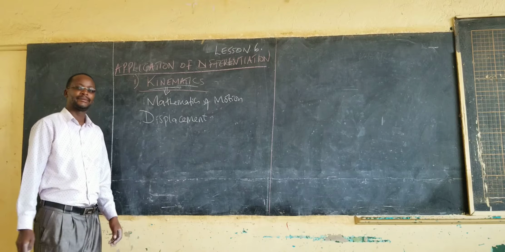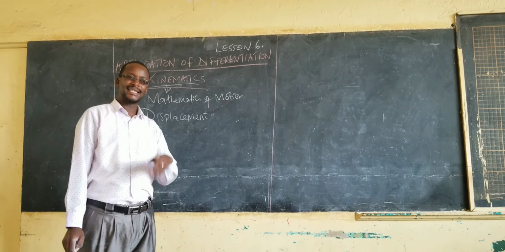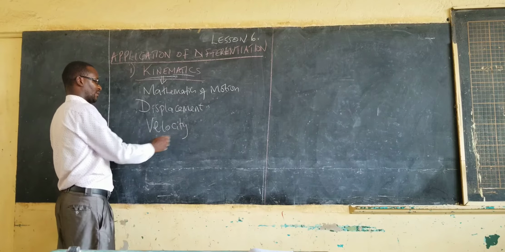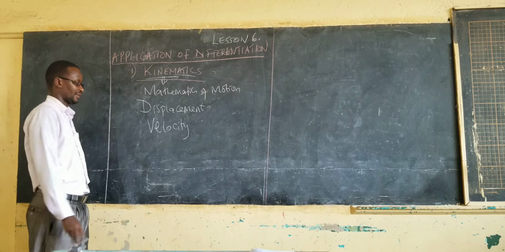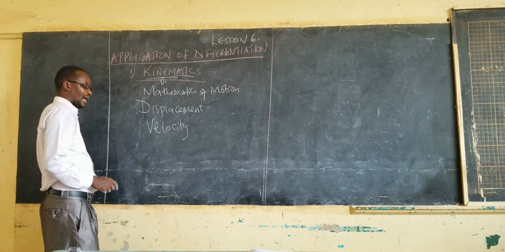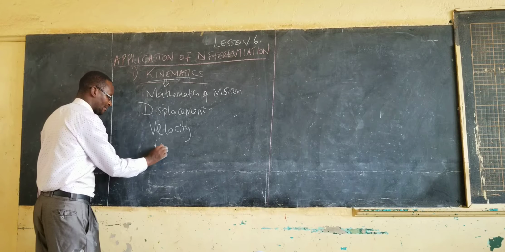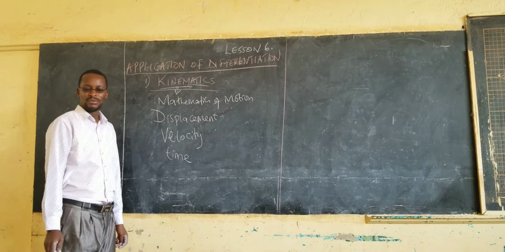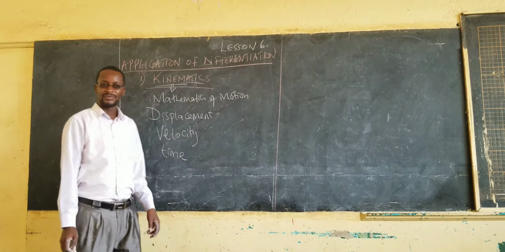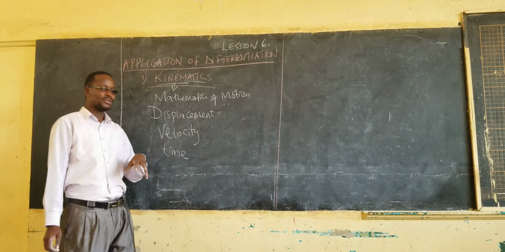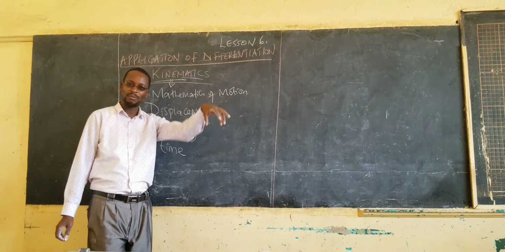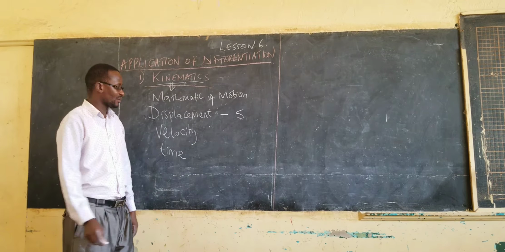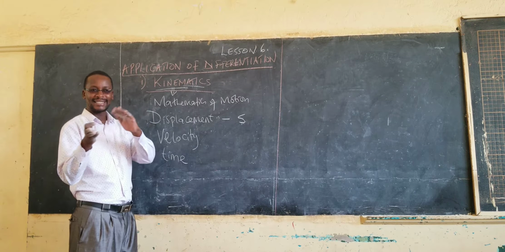We have speed, but speed in a certain direction is known as velocity. So these two are vector quantities because they have direction. And the two cannot take place unless there is some time. So as you move from school to home, using a vehicle or whatever you use, you are displaced from school to home. You cover some distance, S. And that was at a certain speed, but in a certain direction.